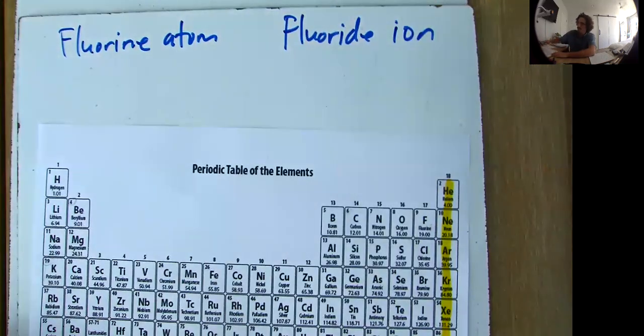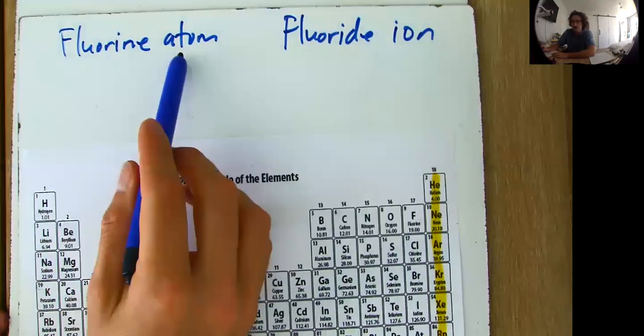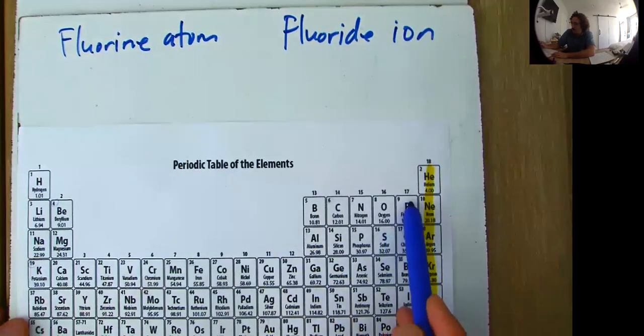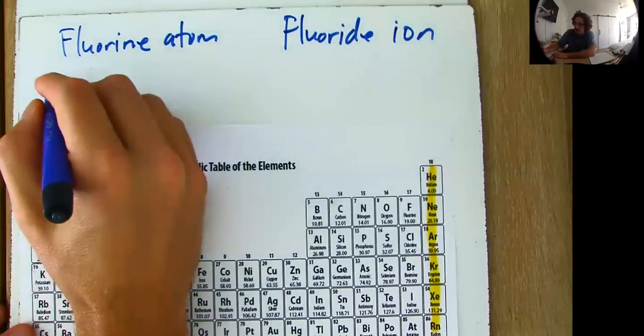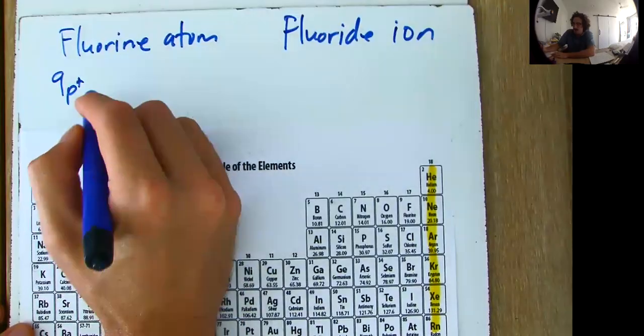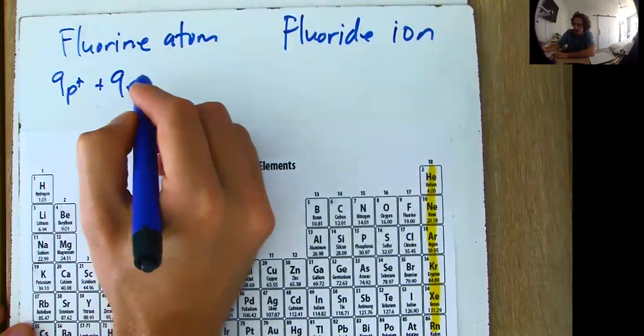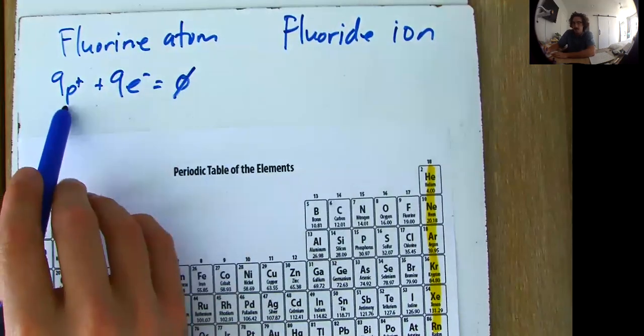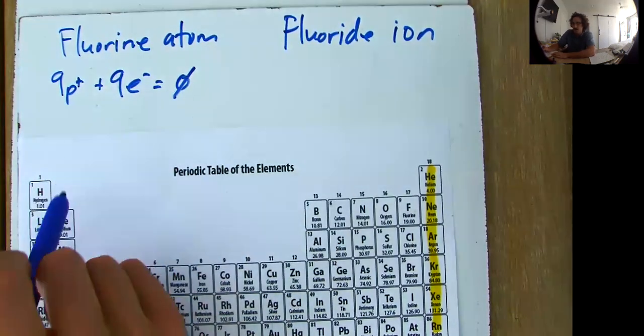Okay, so fluorine atom, we know that is a particle that has no charge. So if we look at fluorine right here on the periodic table, it's number 9. So that means it has 9 protons. And since it is an atom with no charge, it must have 9 electrons to give us no charge. Remember, the number of protons equals the number of electrons with an atom.